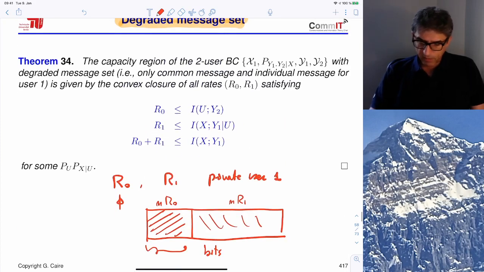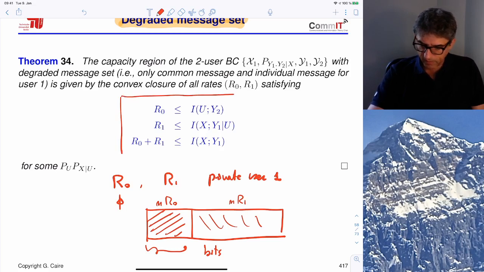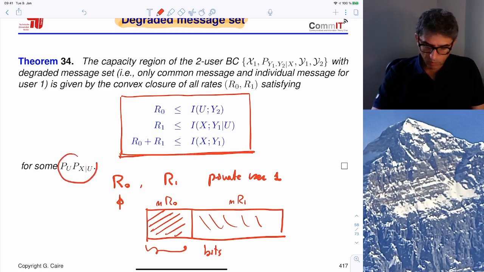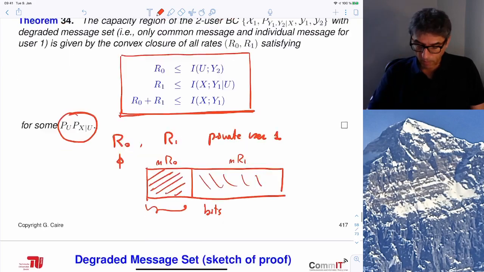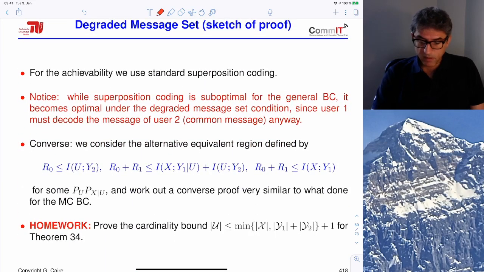Okay, so the result in this theorem says that the capacity region of a general broadcast channel, so there is no more capable condition, no degradation, nothing, it is only this condition for which one user wants a message and the other user wants the same message plus a private message, is the convex closure of all rates defined by these inequalities for some distribution. So you take the union over all possible P_U, P_X given U. And this is obtained by superposition coding, because that's precisely the achievable rate obtained by superposition coding. So the achievability is a standard superposition coding.